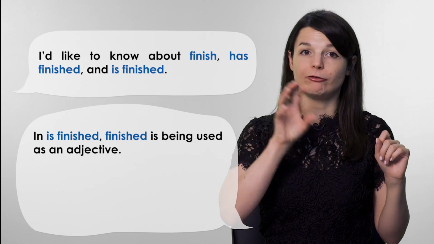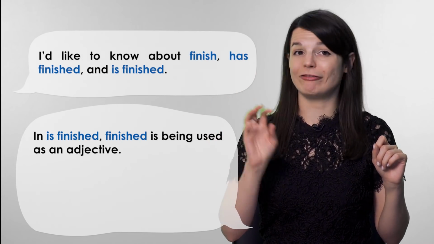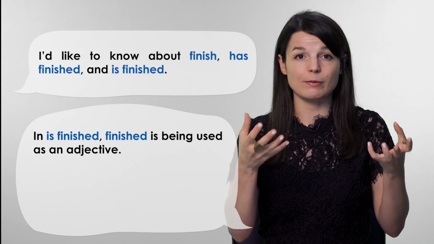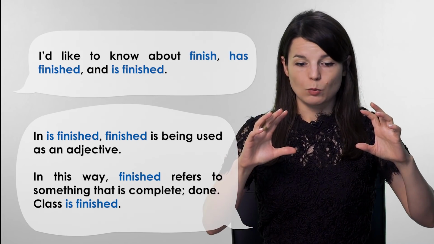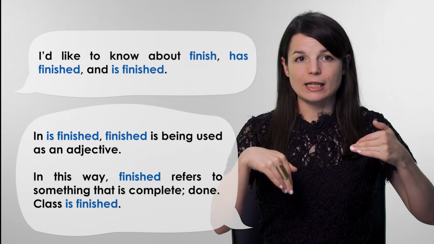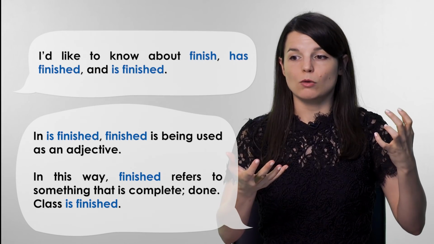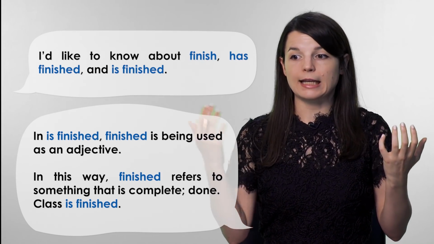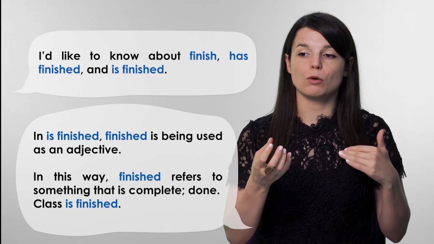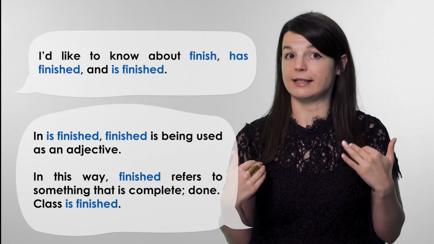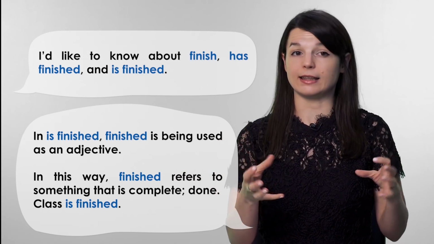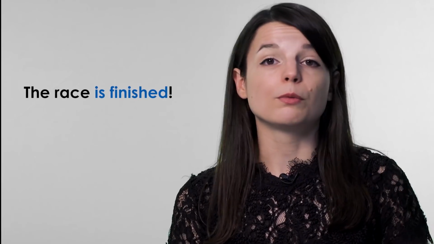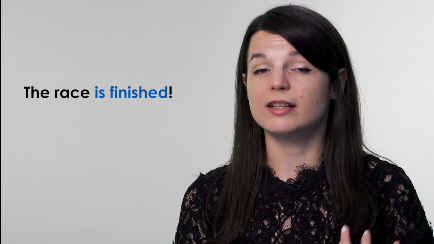So like he is finished, she is finished, class is finished. So it's an adjective, it's describing the situation. Finished, there, we use that to talk about something that is completed, it's done. So we could use a verb form, like class finished at 9 o'clock, or we could say like at 9 o'clock, class is finished. So that's the current state, that's the current situation. The race is finished, or dinner is finished.